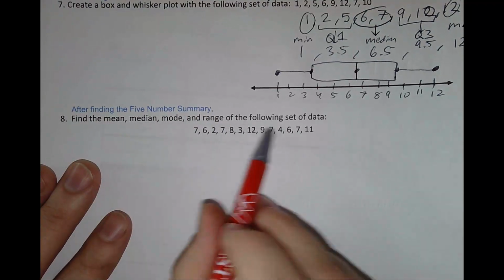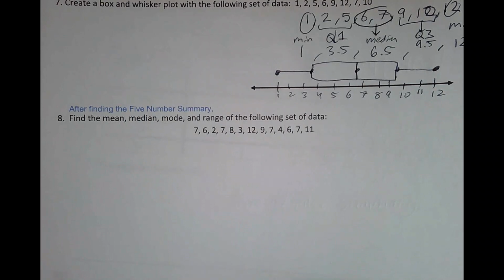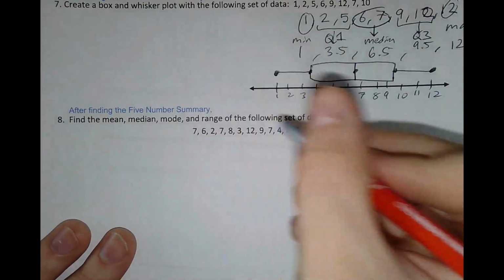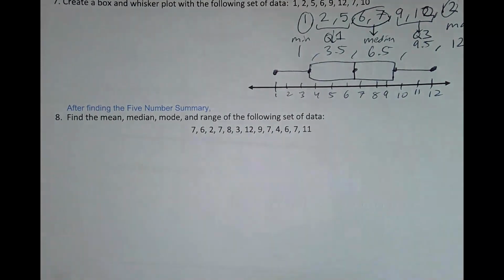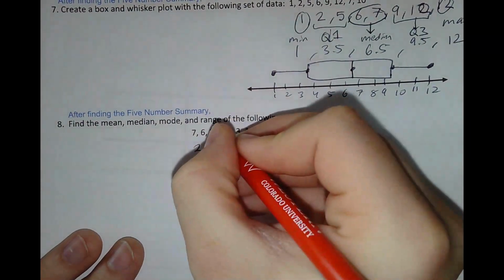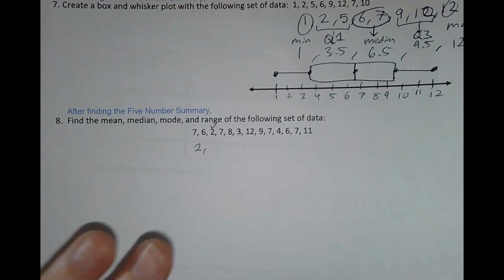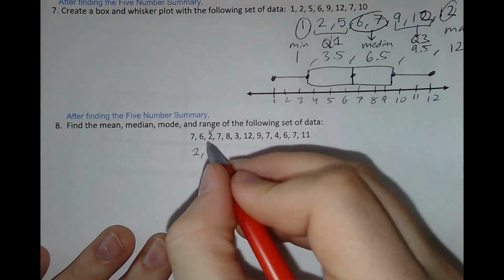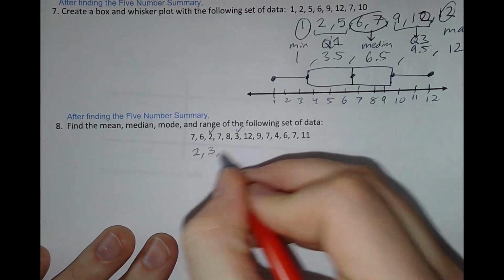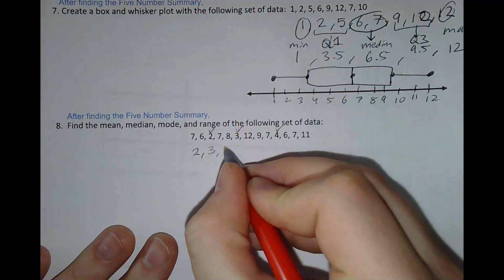Okay, for number 8, it's asking us to find the mean, median, mode, and also the range of the following set of data after finding the 5-number summary. So our first task is to put them in order. I'm going to try to do my best to put these numbers in order. There's a lot of repeats, so I'm going to use a check mark for every number that I include. So 2, 3, putting them in order is 4.